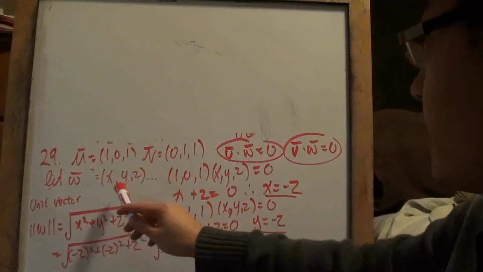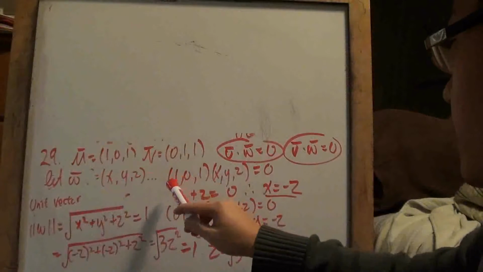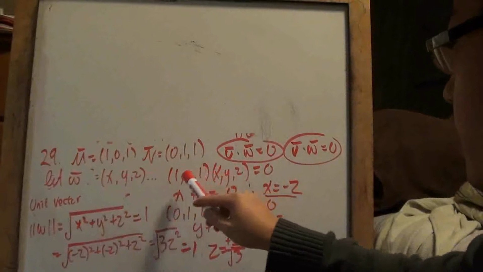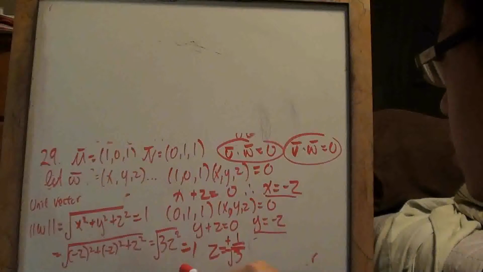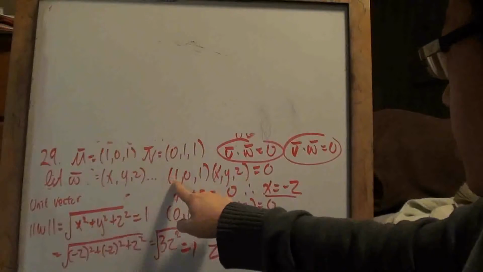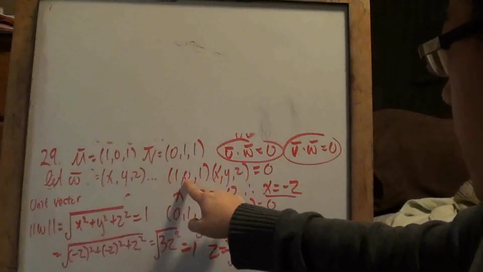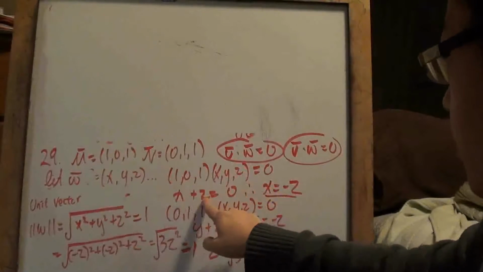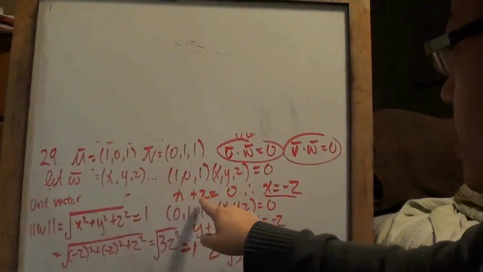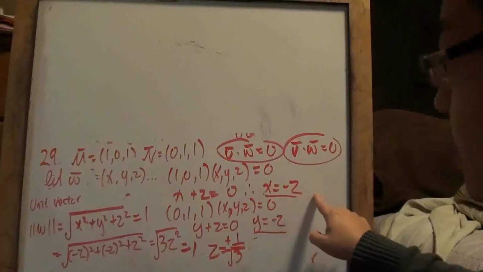Because we don't know what the answer is, right? So let's just check. If these are orthogonal, I'm going to do the dot product. So that's going to be x plus 0 plus z, and that should be 0. So in this case, we can say x equals negative z.